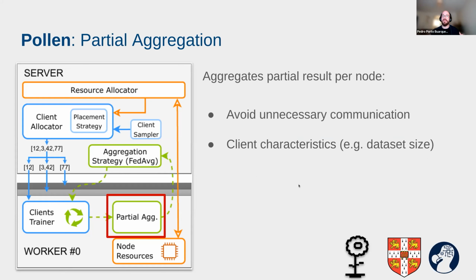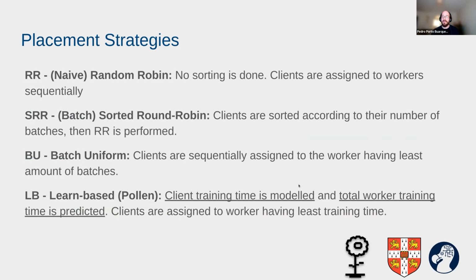And finally, to make things even faster, we perform partial aggregation inside the worker and inside the node before we send it back to the Flower server. Now, we studied different kinds of placement strategies. I briefly mentioned the one based on time, but we also compared to different kinds of placement strategies.